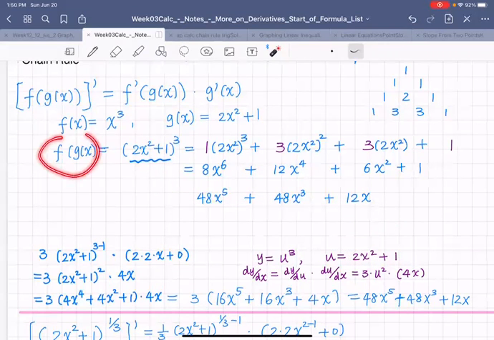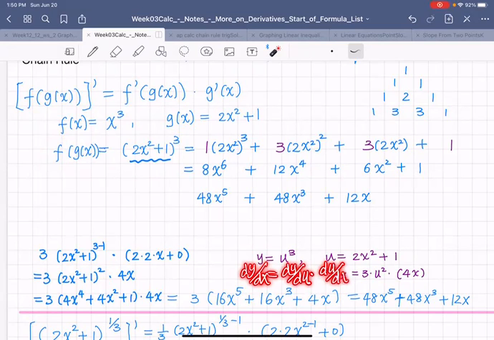You want to get dy over dx. You want to get this composite function's derivative. You can represent this in 2 steps. You do dy over dx. That equals dy over du times du over dx.